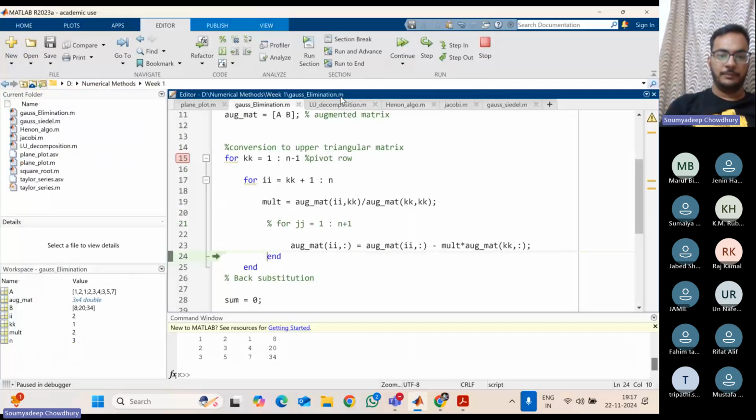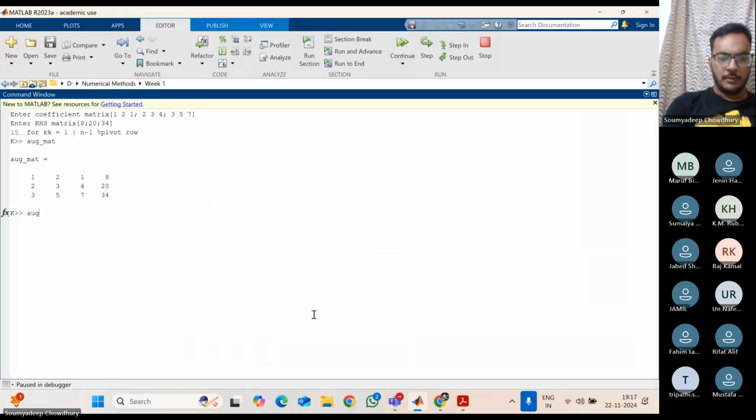You check this one, augment. See, in these two matrices, if you compare, the first and the third rows are the same. Only the second row is updated. So this element is already 0 now. Now our next target is this 3, we have to make it 0.